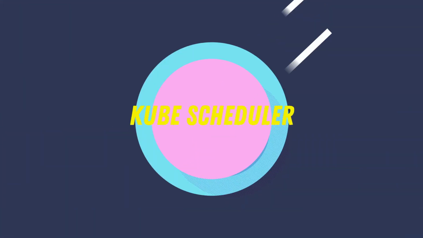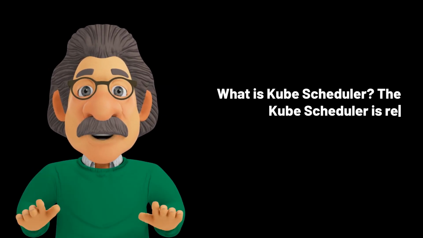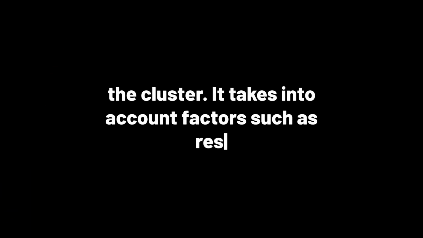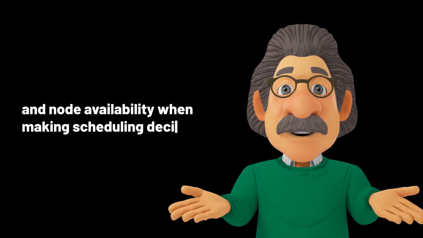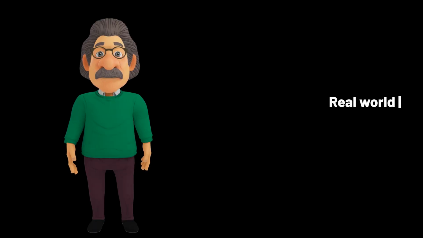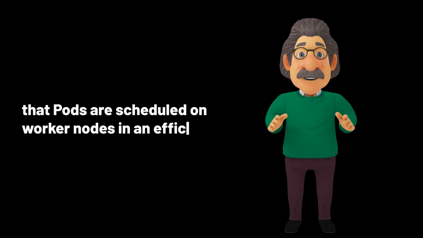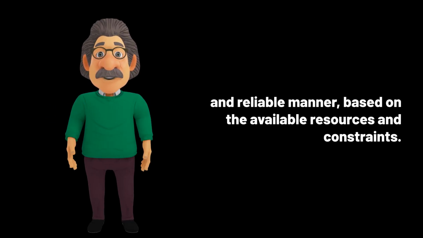What is Kube Scheduler? The kube scheduler is responsible for scheduling pods on worker nodes in the cluster. It takes into account factors such as resource requirements and node availability when making scheduling decisions. Real-world example, the kube scheduler is used by Kubernetes to ensure that pods are scheduled on worker nodes in an efficient and reliable manner, based on the available resources and constraints.